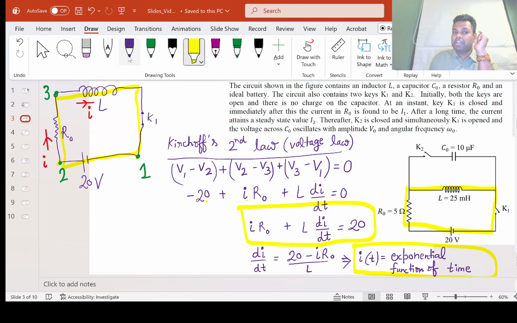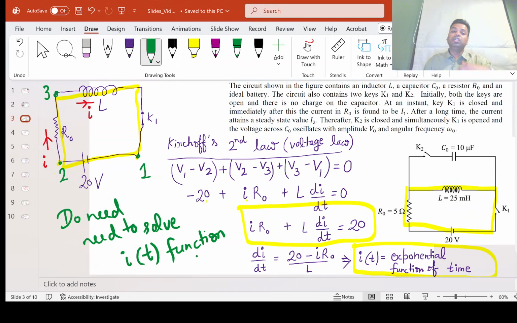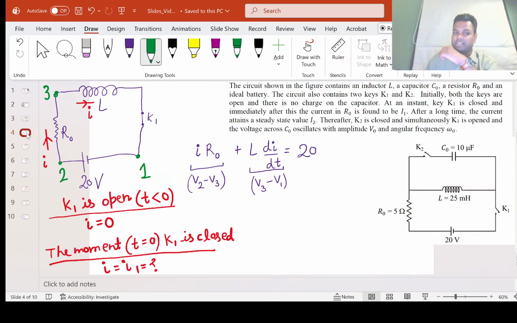Now here is something interesting. We do not need to solve this function, solve the I(t) function. If you do that, you will spend more time. We can find out the current at time 0 and the current in steady state by logic, which we will see in the next slides.